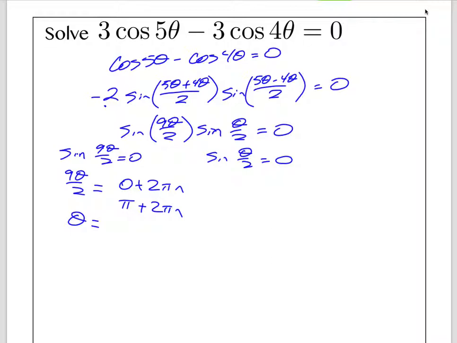So 0 times 2 is 0. 0 divided by 9 is still 0. But I have to do the same thing to the 2 pi. So 2 times 2 pi is 4 pi, and divided by 9, I get 4 pi over 9. Same thing for the pi. Multiply by 2, divide by 9. That's 2 pi over 9. And the right side is still going to be 4 pi over 9. So there are my first two solutions.